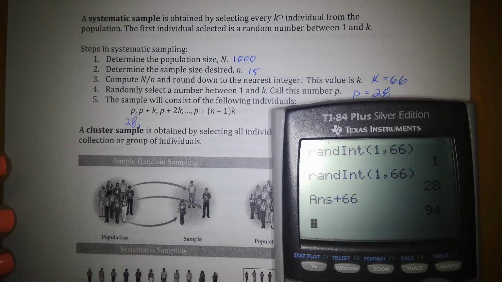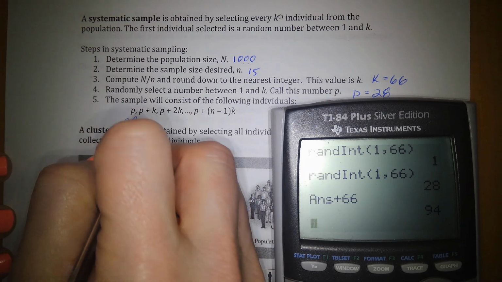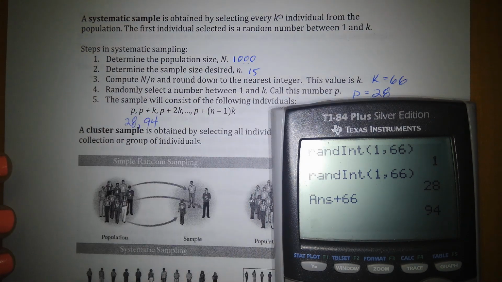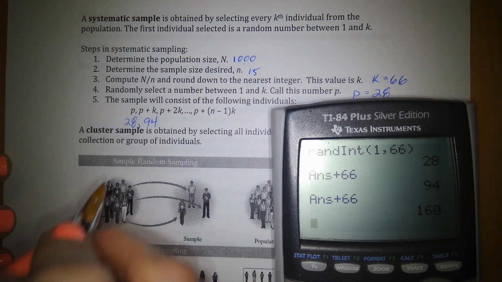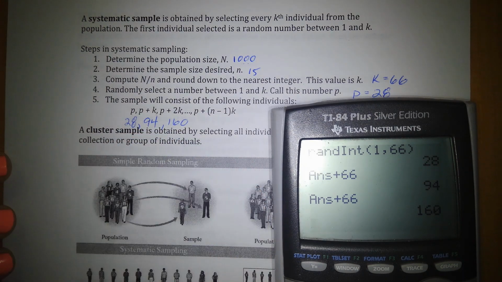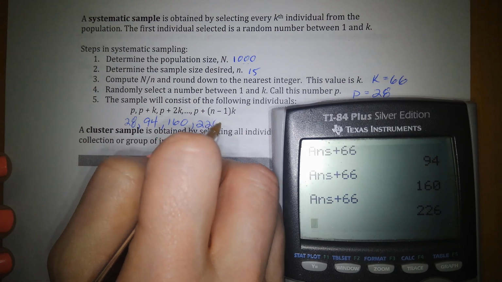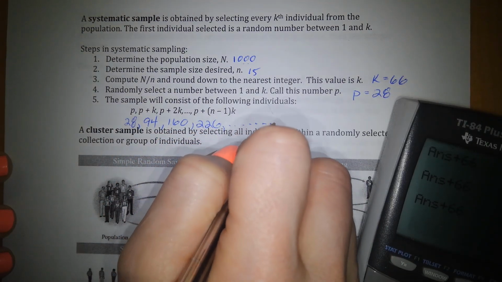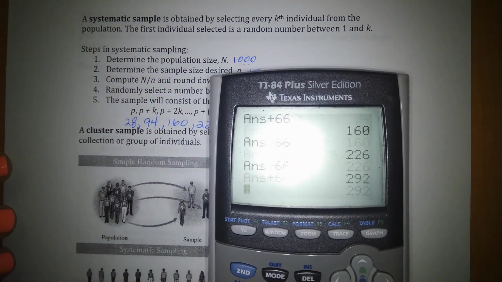So the next number will be 94. Now if I add 66 to that, the next person I will call will be 160. And then I keep doing this until I get up to near 1,000.